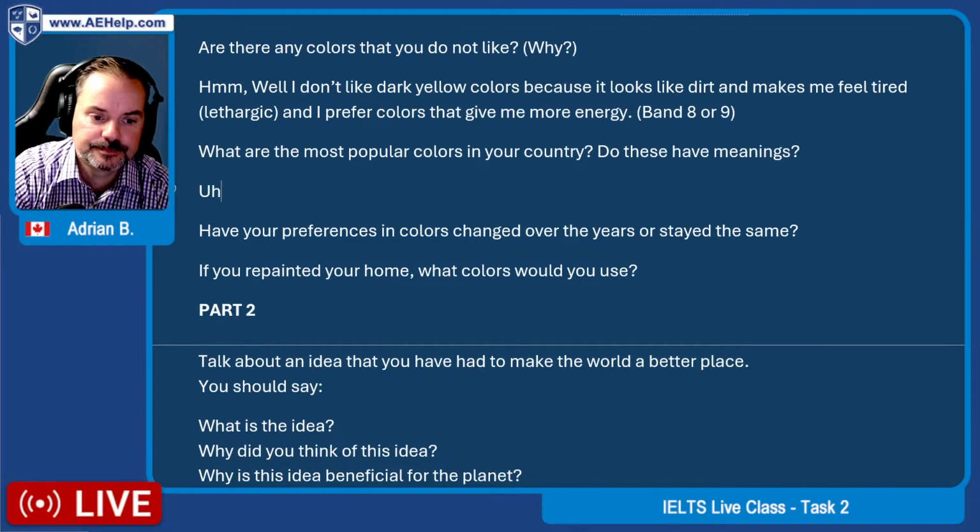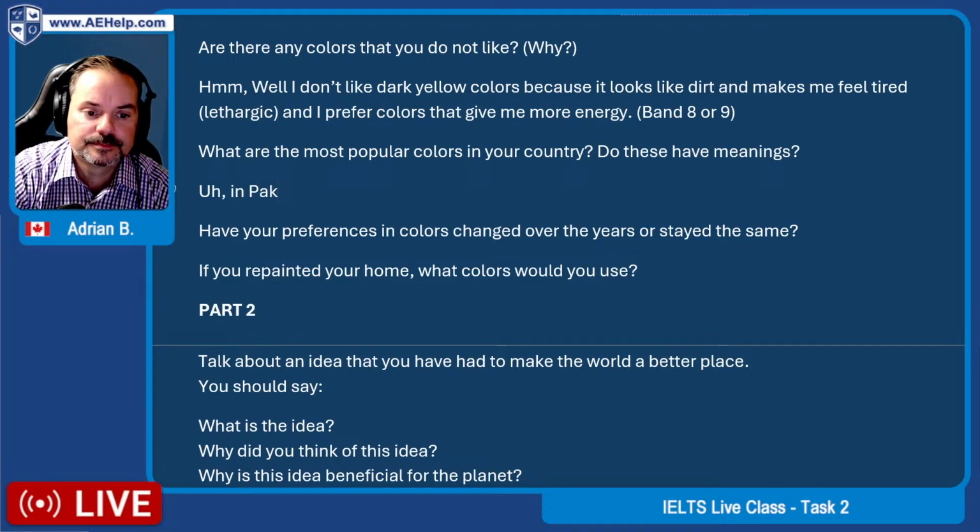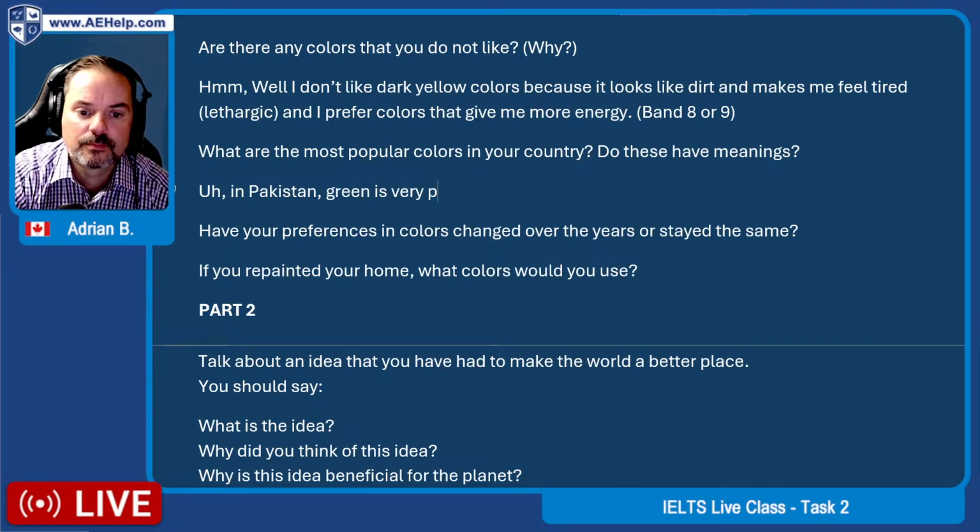Well, in Pakistan, green is very popular. It shows peace and is also the color of our flag. And red is also common in weddings, so it means love and celebration. Both colors are important in our country.